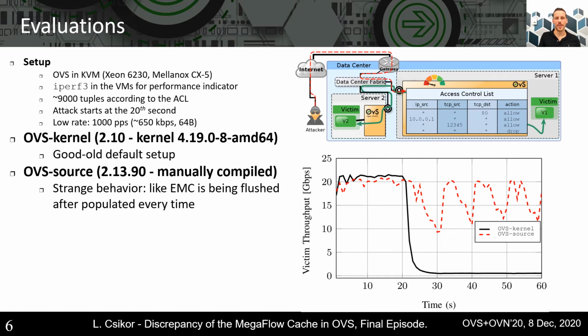We verify this behavior by practically spawning two new VMs in the system and replaying a different traffic trace much faster between them to populate the EMC. We have seen the same behavior, so there should be something else in the background.